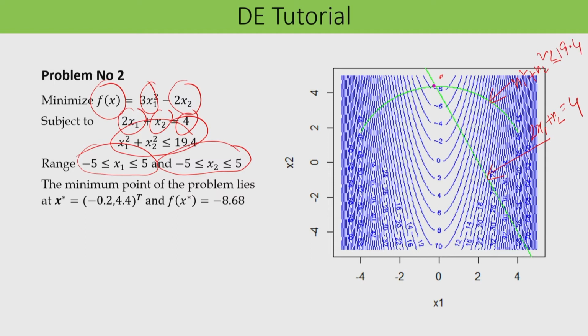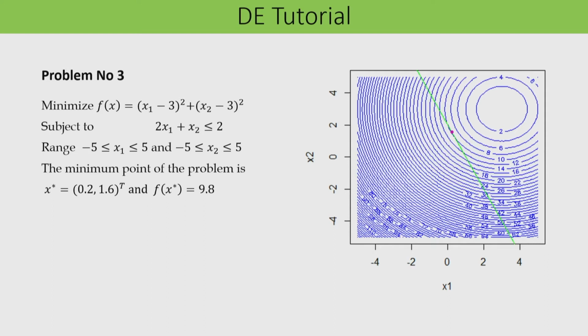If we solve it, the constrained optimal solution of this problem is minus 0.2 and 4.4, and the function value is minus 8.68. So we will apply DE and try to get this constrained optimal solution of this problem.